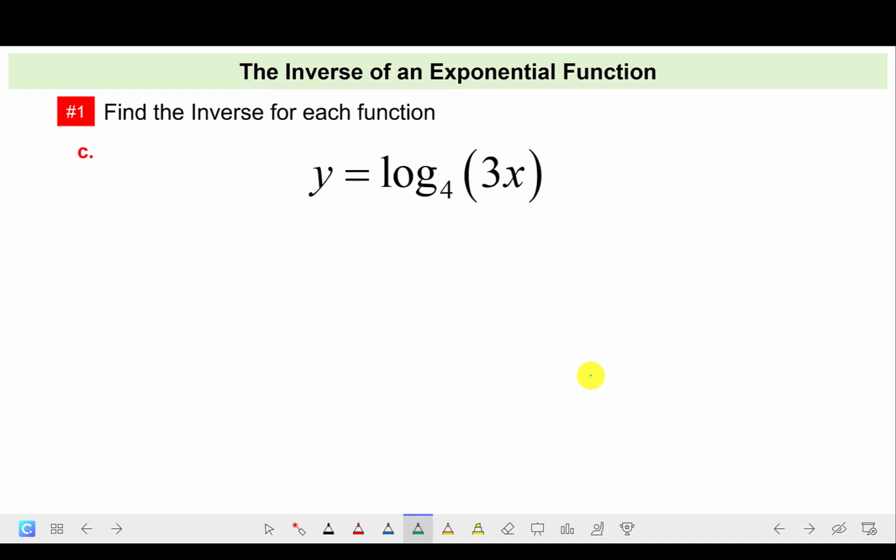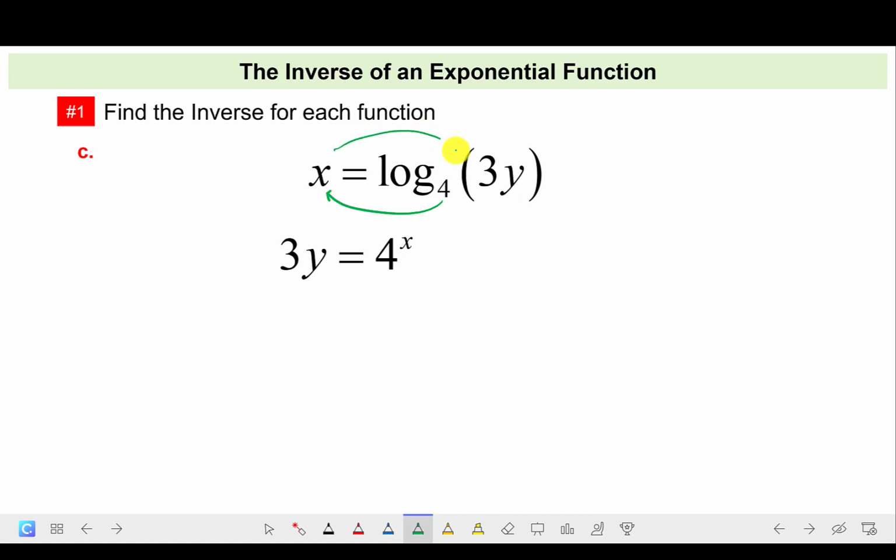Here, this should be easy because look, it's all set up for us. We'll swap our variables, and then we exponentiate: 4 raised to the power of x returns 3y, and at this point, we just divide both sides by 3. Simple.